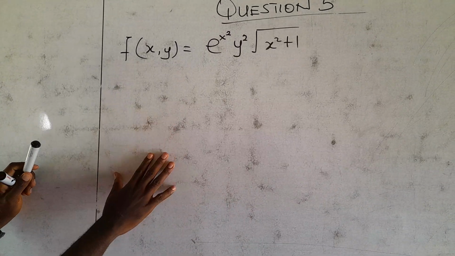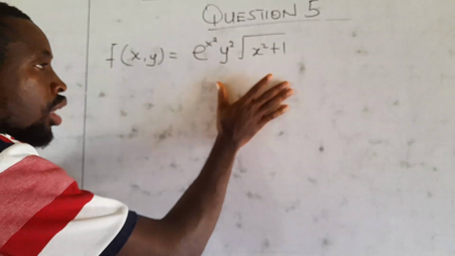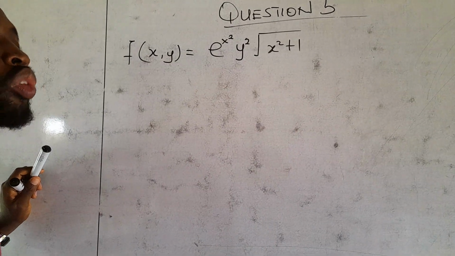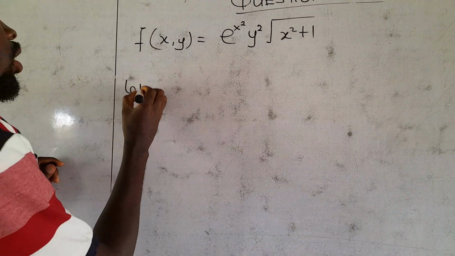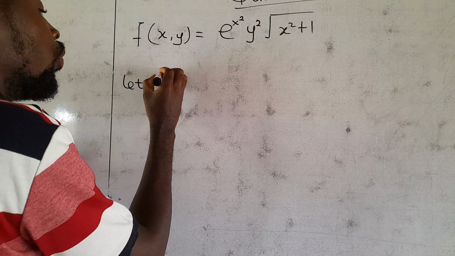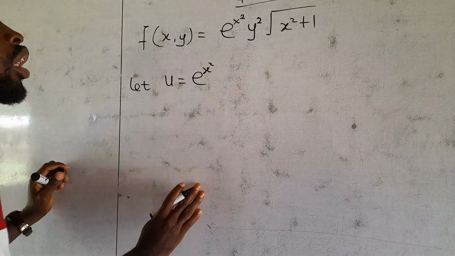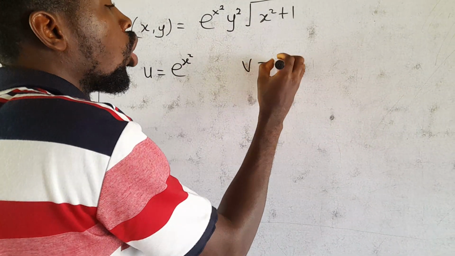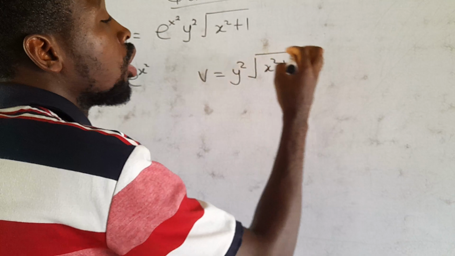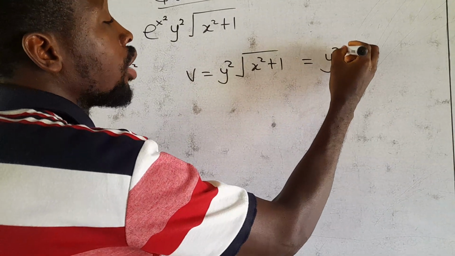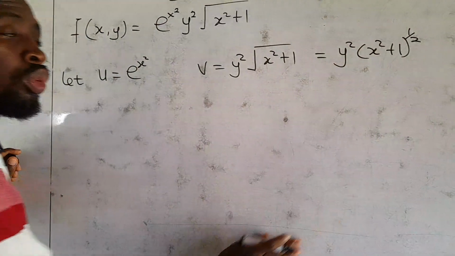If y is held constant, look at this: it is a function multiplying another x function, even if the y is constant. Then we must use the product rule to differentiate that function. So how do we do that? We just let our u be equal to e exponent x squared. Then we let our v be equal to y squared times the square root of x squared plus 1, which can be rewritten as y squared times (x squared plus 1) exponent half. I hope you know that.